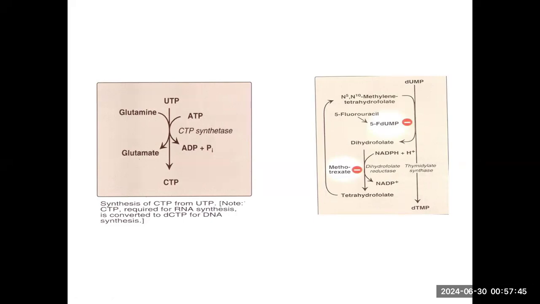If during the synthetic reaction ATP is involved, then the enzyme is synthetase. And if no ATP is involved, then the enzyme is synthase. And in this case, you can see right here, no ATP is involved, and deoxy-UMP is converted into deoxy-TMP by the action of the enzyme thymidylate synthase.